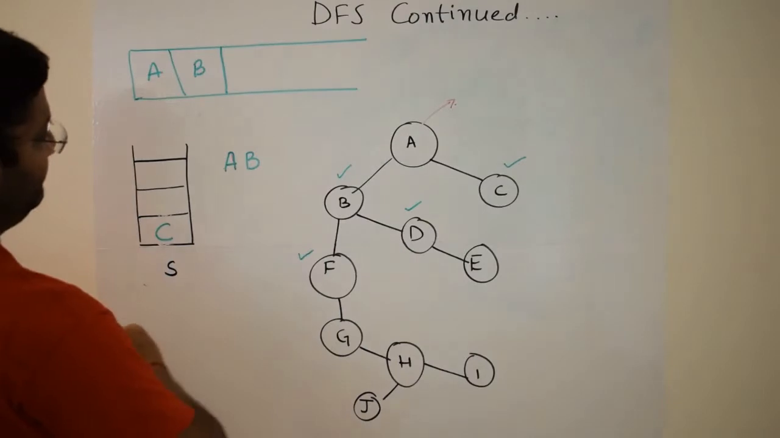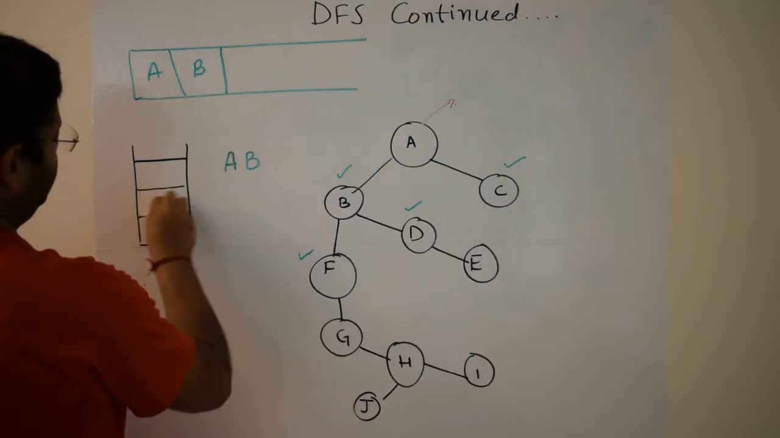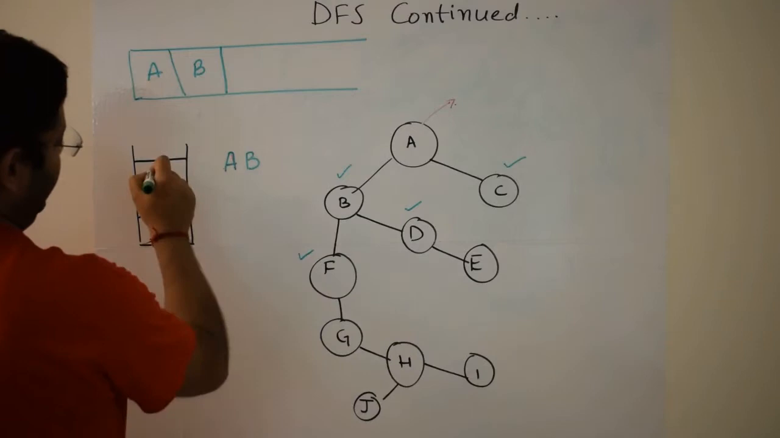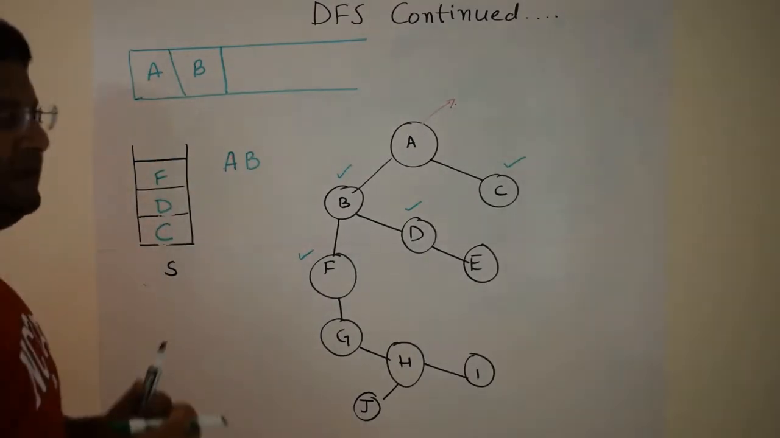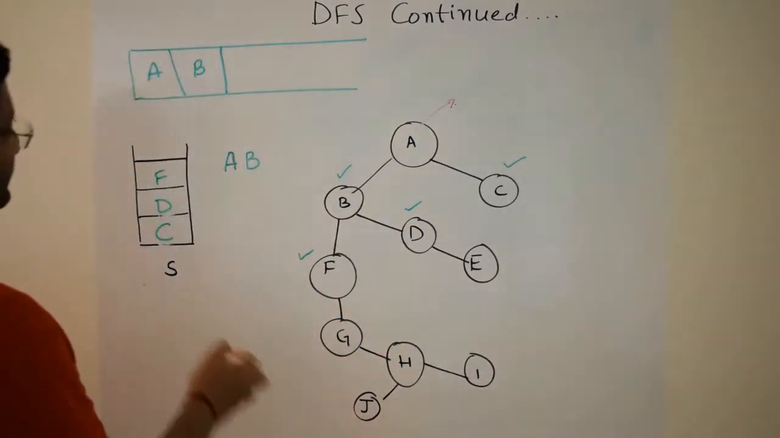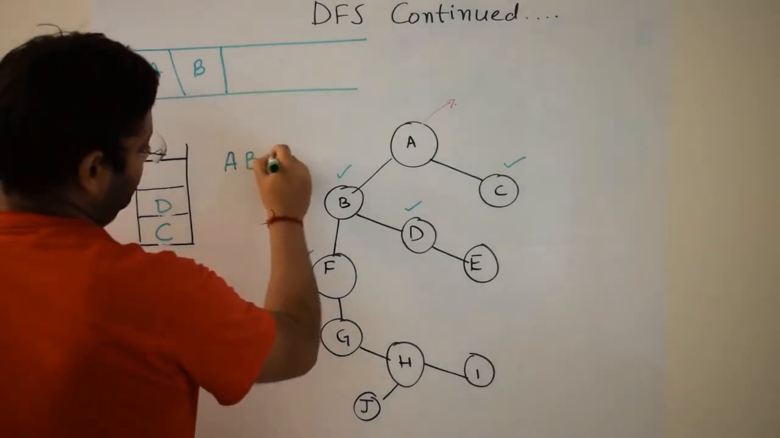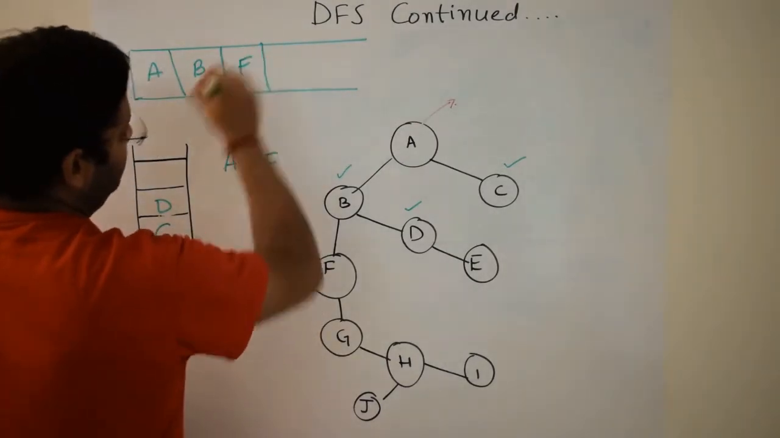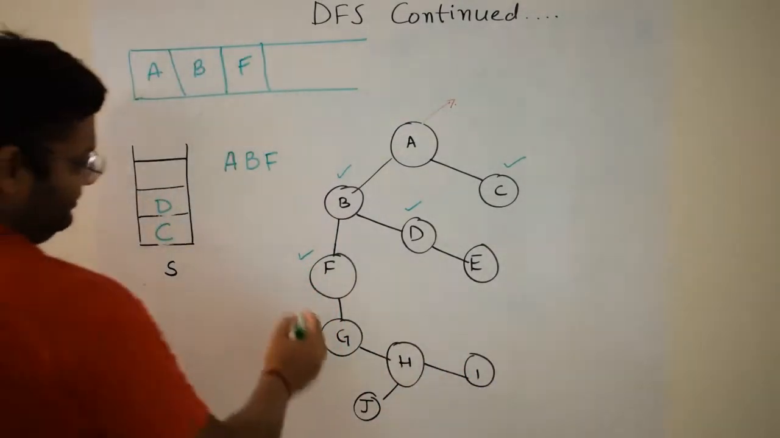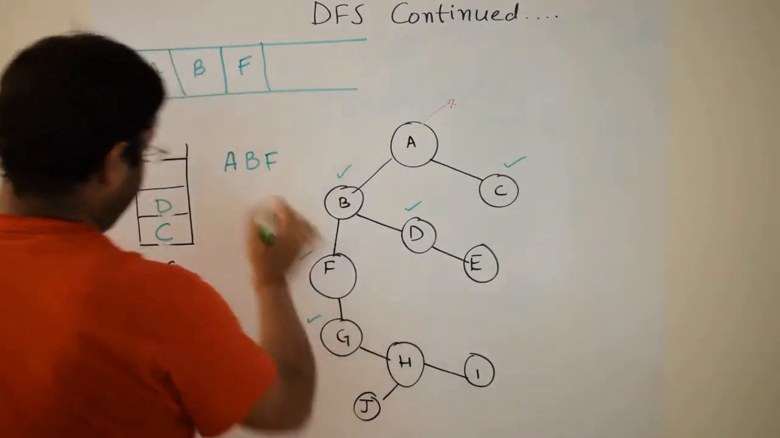For example, now I have put D, let me make the same color coding here. So I have put D and F. Now what? Again pop out the next element from the stack, which in this case is F. We'll pop out F, mark F as visited. Now what? Again the same steps will apply. See the neighbors of F, only one neighbor, G. Has it been visited before? No. So push it onto the stack.